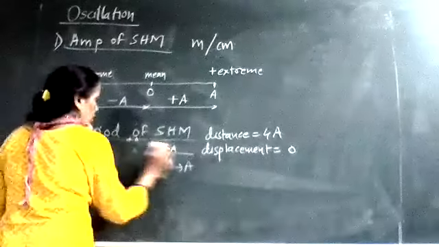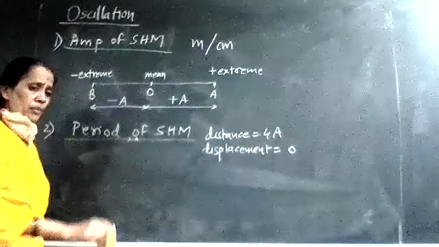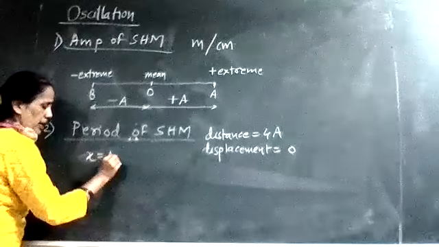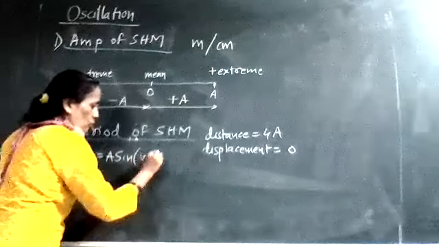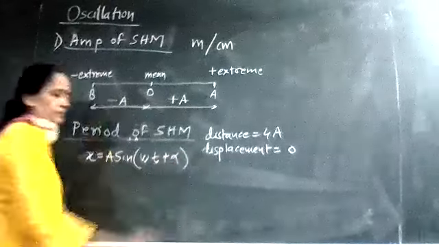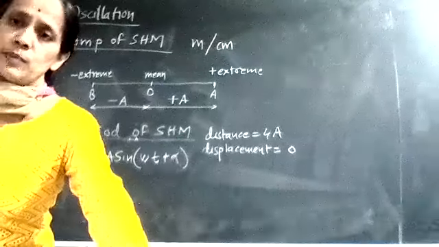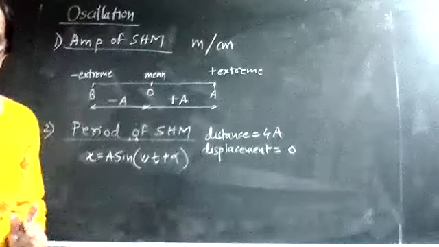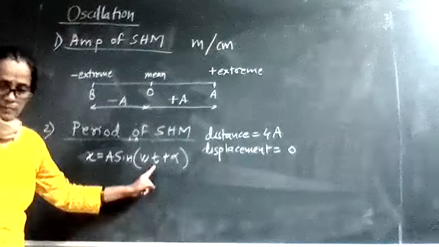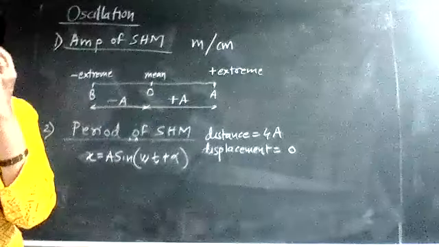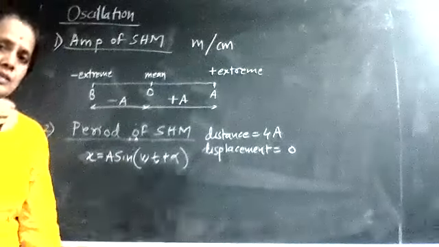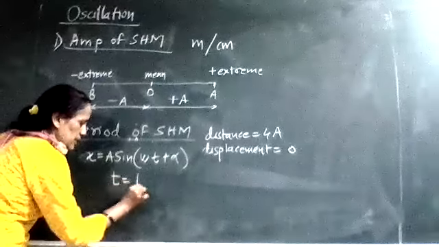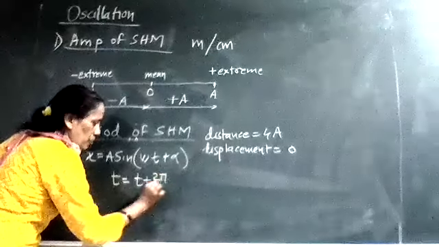Fine. Now, here I can say that you have a displacement equation: x is equal to A sine omega t plus phi. This is nothing but your displacement equation. Now, in this displacement equation, if I replace the time t by t plus 2 pi upon omega, I am going to replace t by t plus 2 pi upon omega.